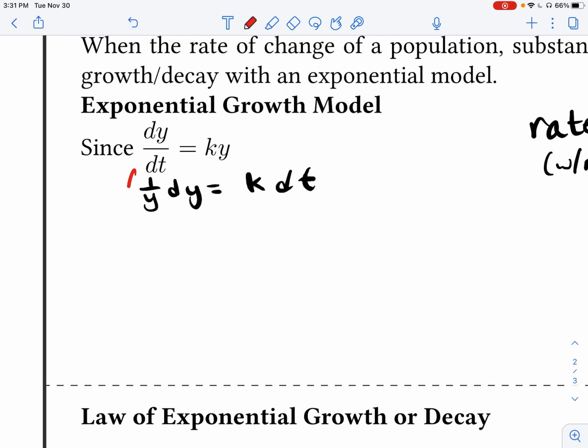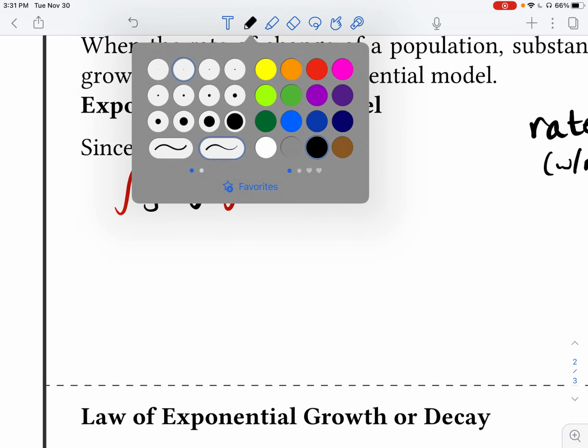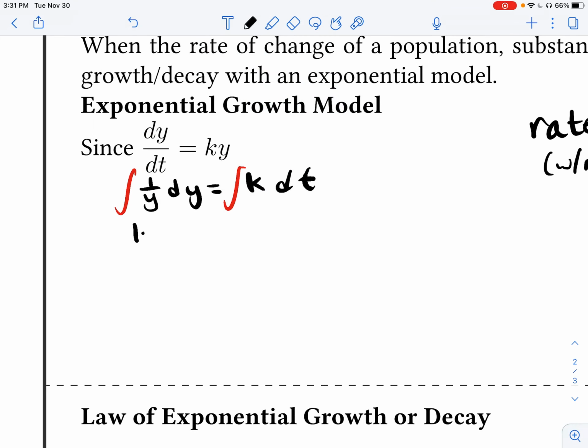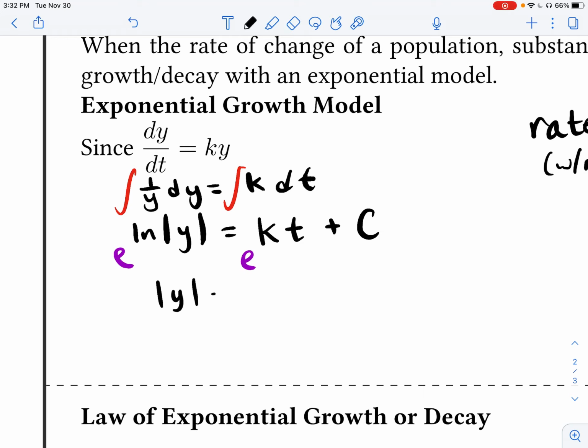Next, we are going to integrate both sides. So the integral of 1 over y is the natural log of the absolute value of y. The integral of some constant k with respect to t would be k times t plus some constant of integration. Now we're going to exponentiate both sides. We're going to write both of these as powers of e. This then gives me e raised to the natural log of y, which is just the absolute value of y. And this again is going to be e raised to the kt power.